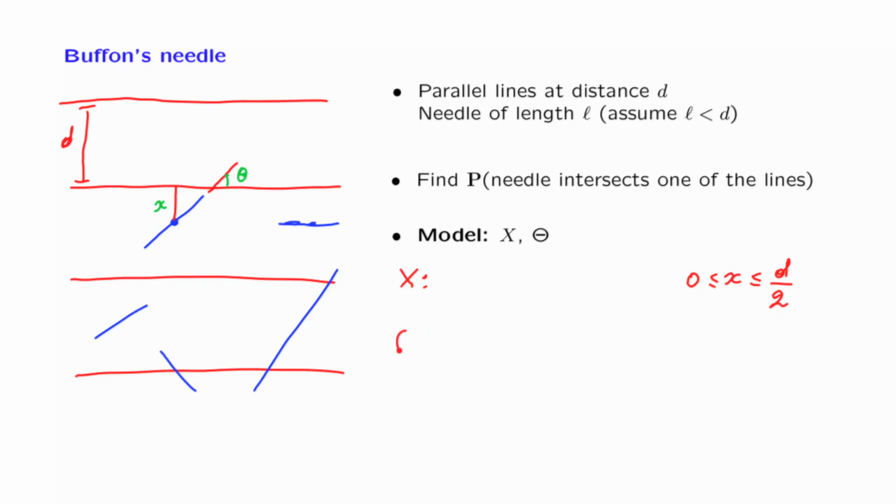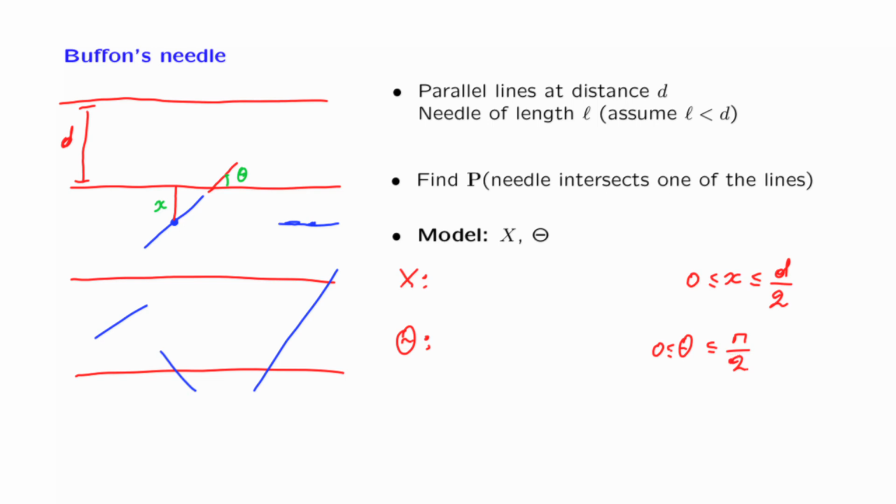How about theta? So the needle makes two angles with the parallel line. It's this angle and the complementary one. Which one do we take? Well, we use the convention that theta is defined as the acute angle that the direction of the needle is making with the lines, so that theta will vary over a range from 0 to pi over 2.